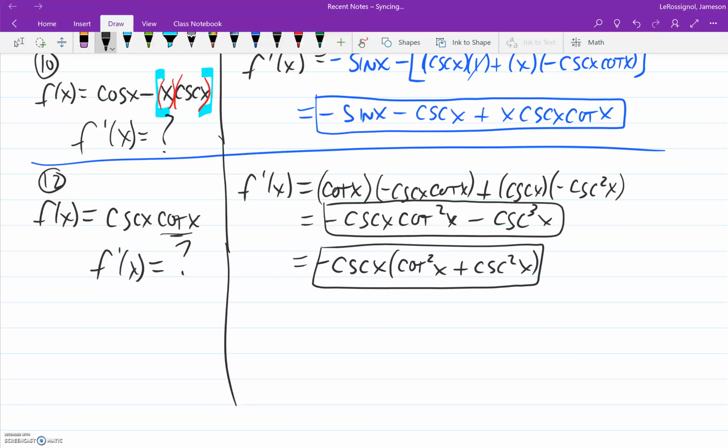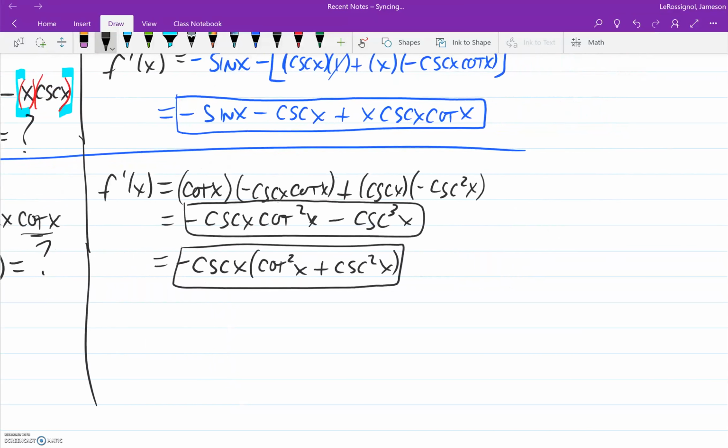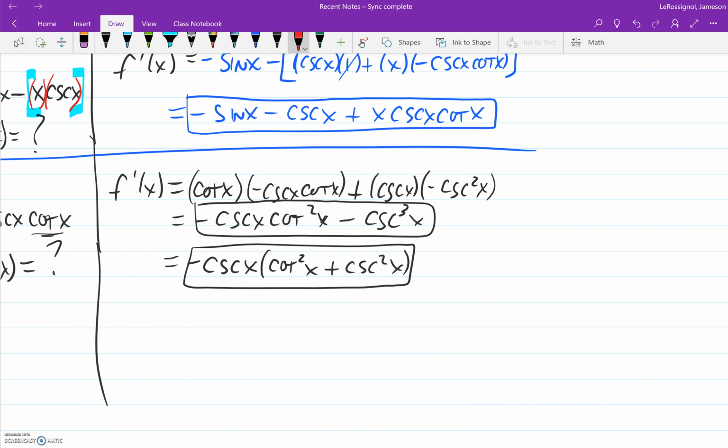You can double check that. So distribute this times this is that, and this times this should be that. So we got two great answers. There is something else we can do here. I don't know if you're seeing it, but let's go over here and let's talk about how we know that 1 plus cotangent squared of x is equal to cosecant squared of x.